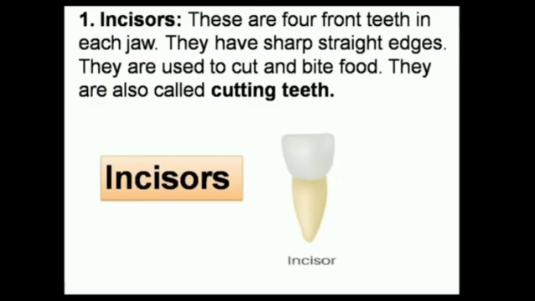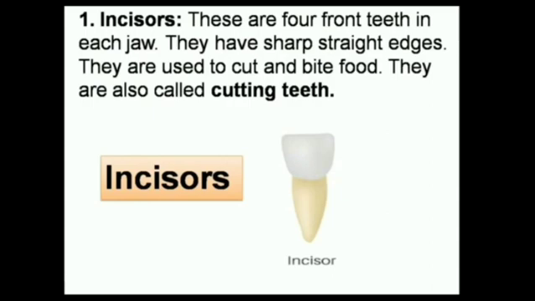So again, what are incisors? These are 4 front teeth in each jaw. They have sharp, straight edges. They are used to cut and bite food. They are also called cutting teeth. So this was about the first type of teeth, that is known as incisors.